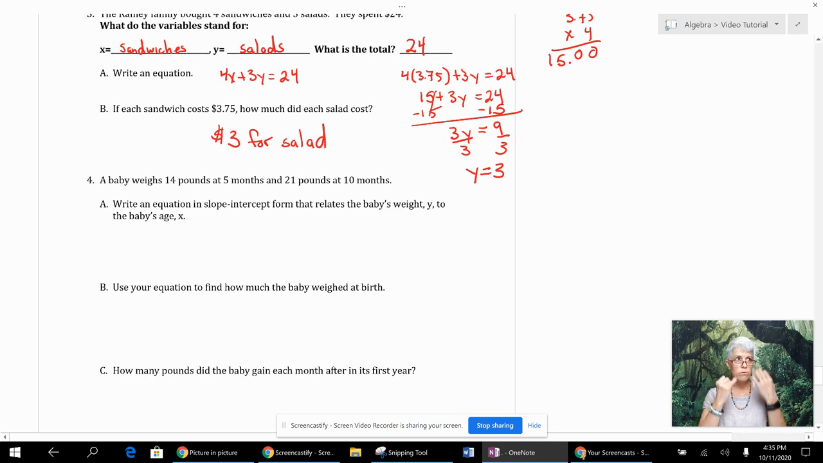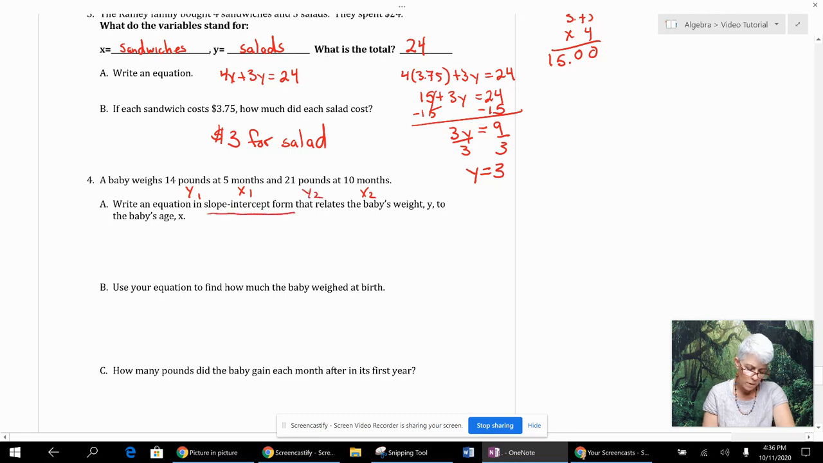All right, so let's see what we got here. We have a baby who weighs 14 pounds at 5 months and 21 pounds at 10 months. Write an equation in slope-intercept form that relates the baby's weight to y. So the weight is y, and the baby's age is x. So let's call this x1 and y1, and we're going to call this one x2 and y2.